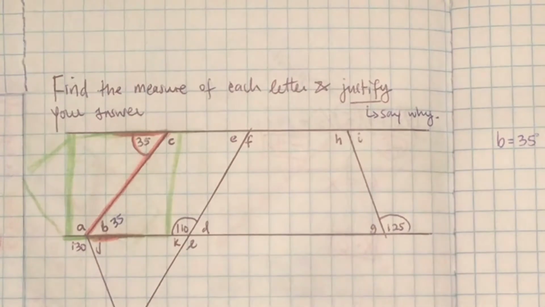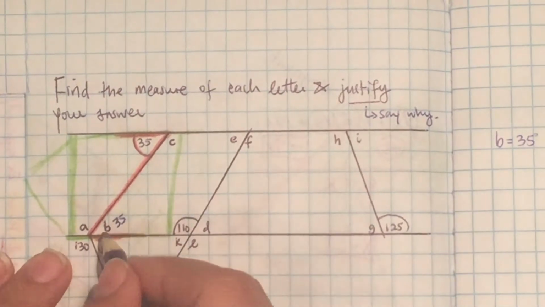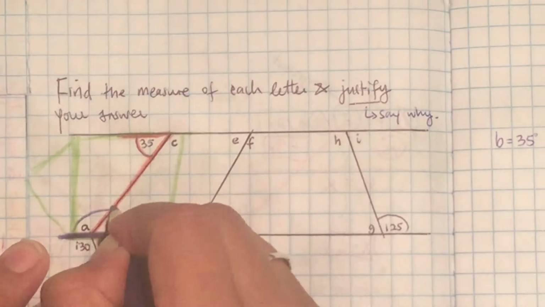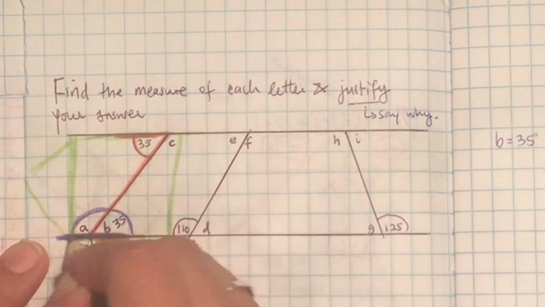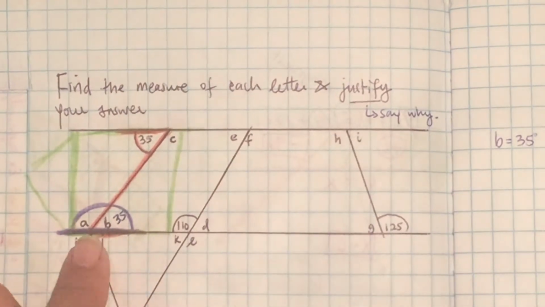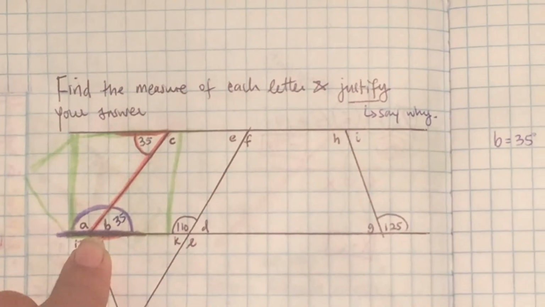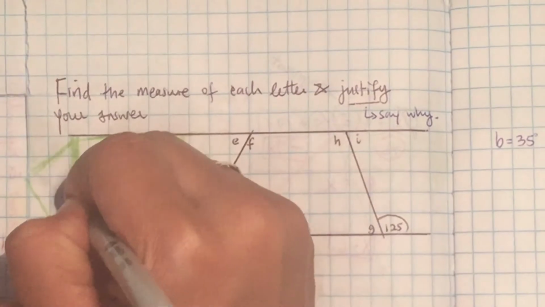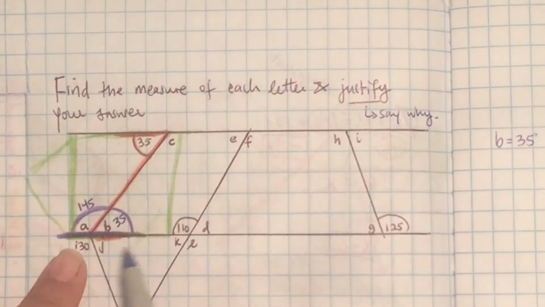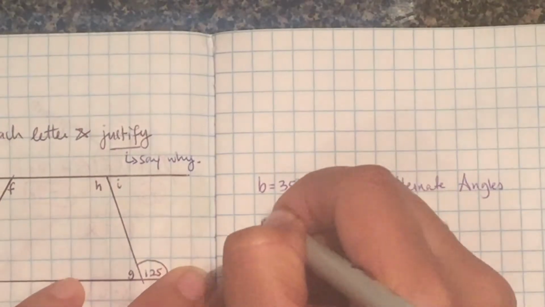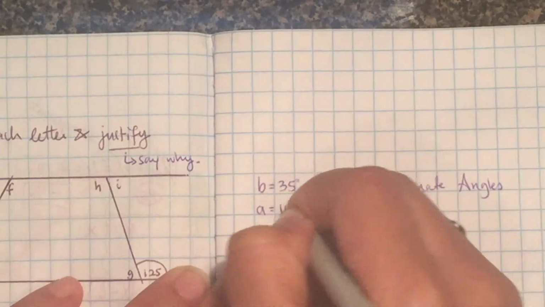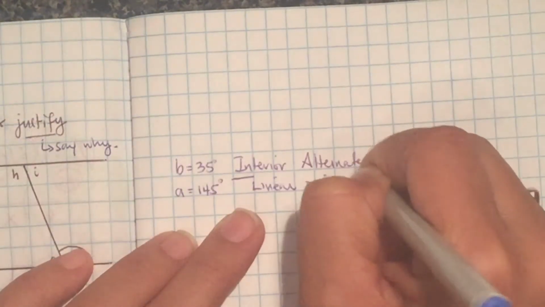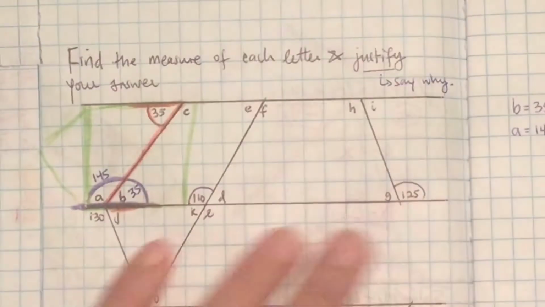Alright, once I have B, I can use B to find A. And what is that? That's a straight line. What is two angles or many angles on a straight line called? A linear pair. Alright, so I know that all linear pairs add up to 180. So 180 minus 35 is going to give me 145. So A is 145. And the reason being, it is a linear pair with angle B. This is a listening check. Color in A equals 145.